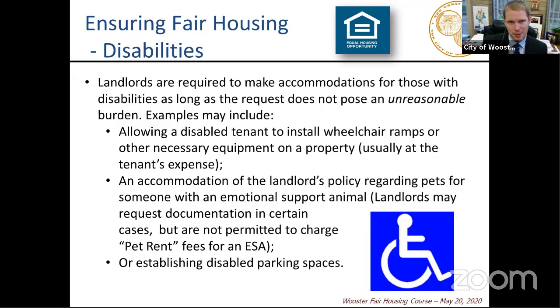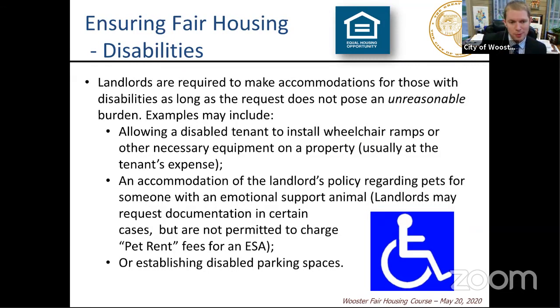Landlords are required to make accommodations for those with disabilities as long as the request does not pose an unreasonable burden. An example of this might be allowing a disabled tenant to install a wheelchair ramp or other necessary equipment on their property in order to access it. Now, that infrastructure is at the tenant's own expense, and a lot of times they'll also be required to restore the property back to its original condition, but the landlord's policies generally should accommodate that.